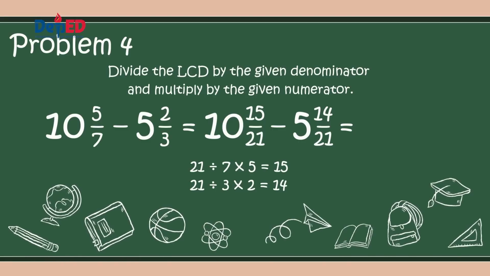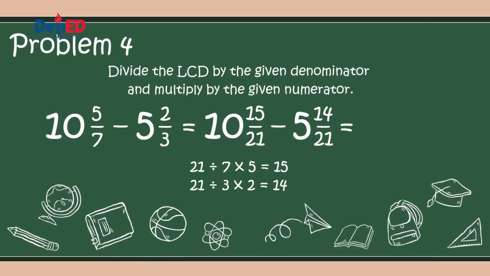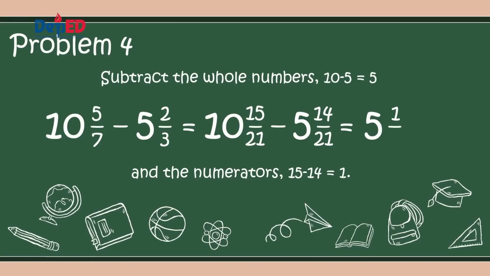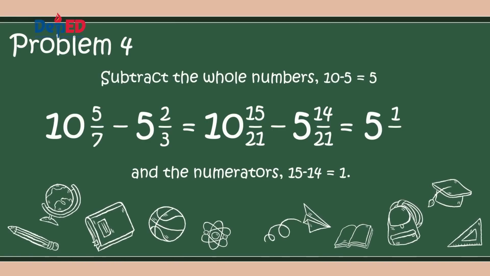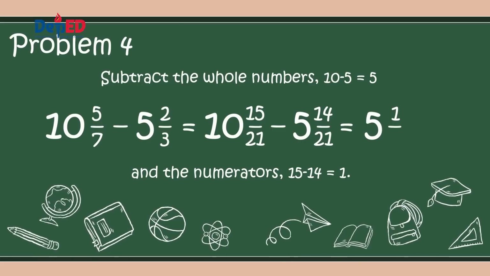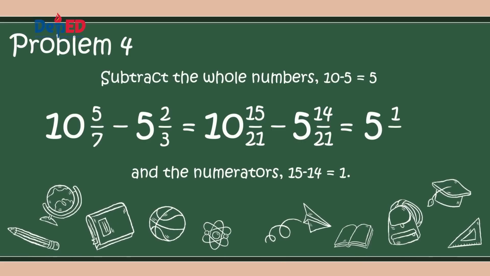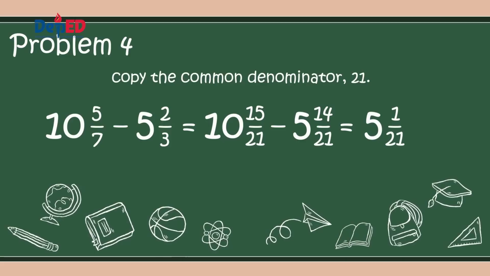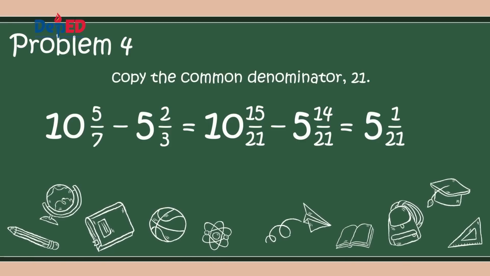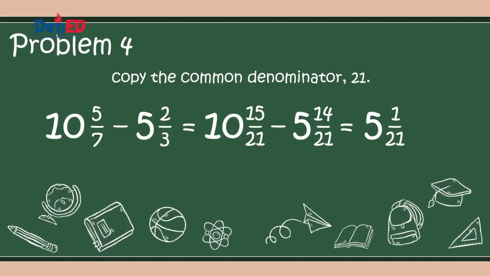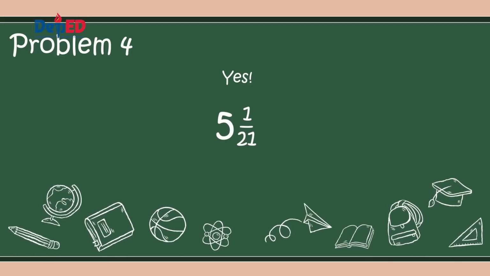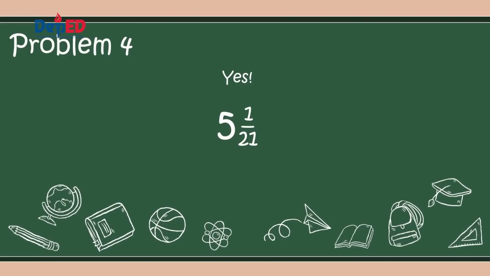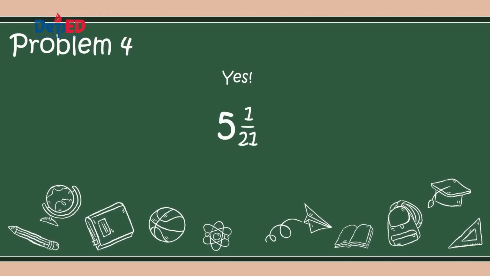We have 10 and 15 twenty-firsts minus 5 and 14 twenty-firsts. Subtract the whole numbers. 10 minus 5 equals 5. And the numerators, 15 minus 14 equals 1. Then, copy the common denominator, 21. So, we have 5 and 1 twenty-first. Is it already a lowest term? Definitely, yes. Therefore, our final answer is 5 and 1 twenty-first.